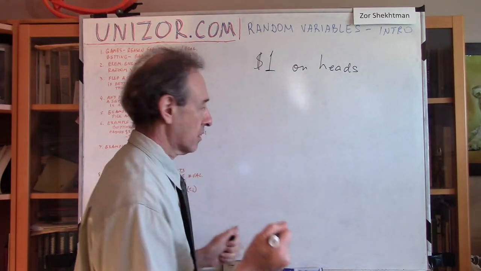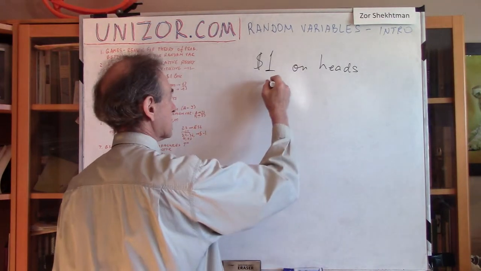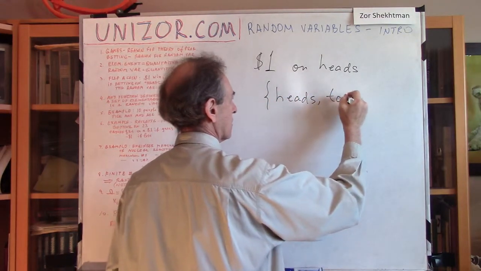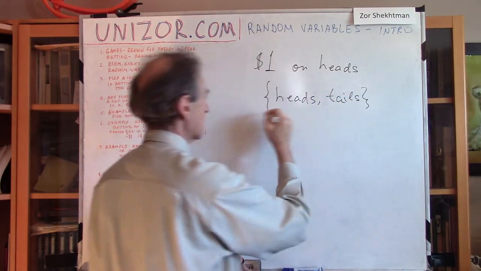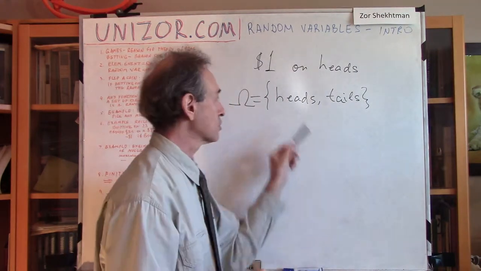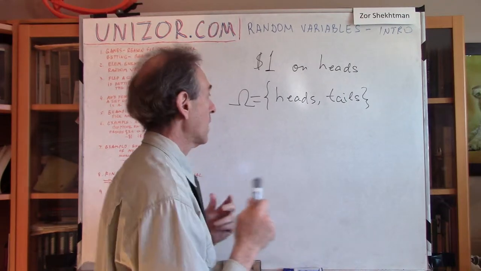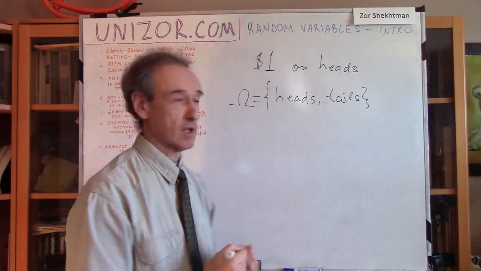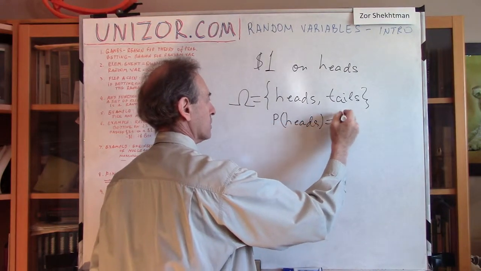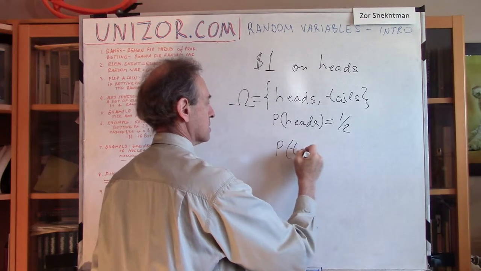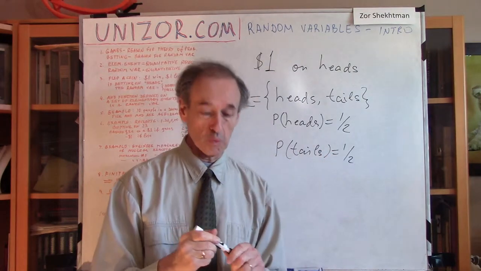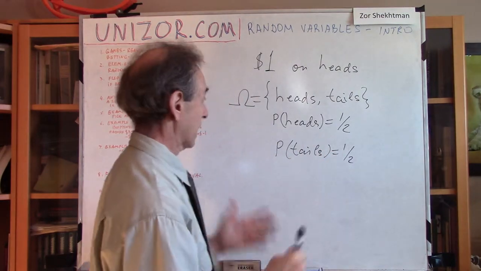So what's our sample space? Sample space contains two different elementary events, heads and tails. So this is my omega. This is my sample space. It has two elementary events. Now, what are the probabilities of these events? Well, the probabilities are P of heads equals 1/2 and P of tails equals 1/2. And obviously the sum of these is equal to 1, because that's the total probability of anything happening.